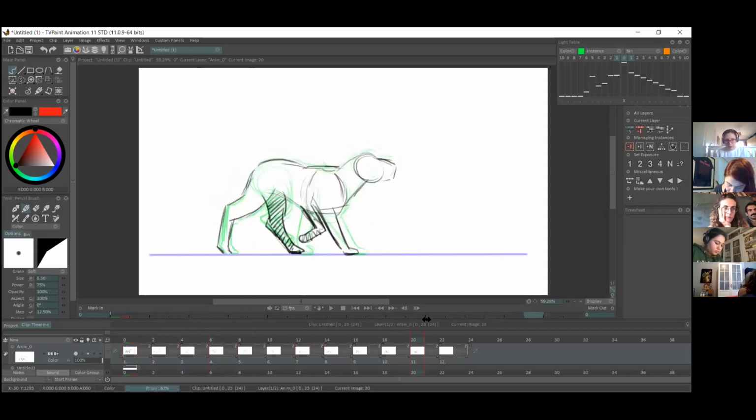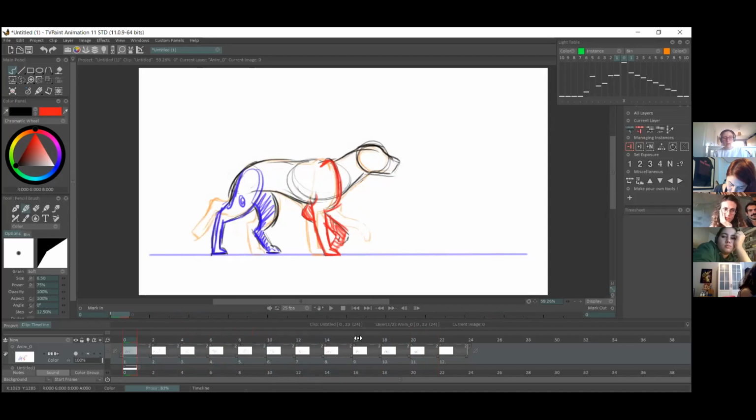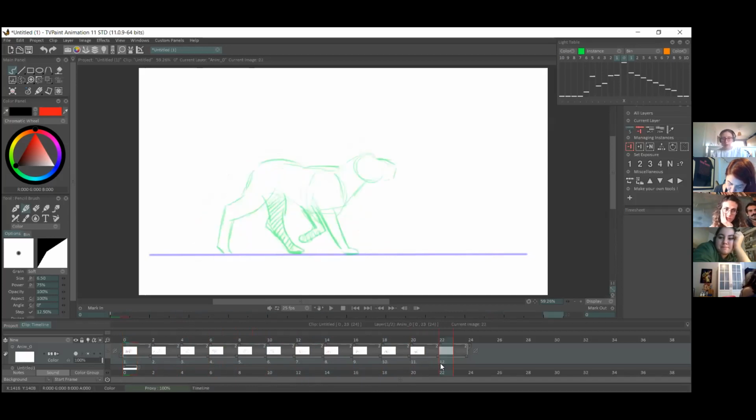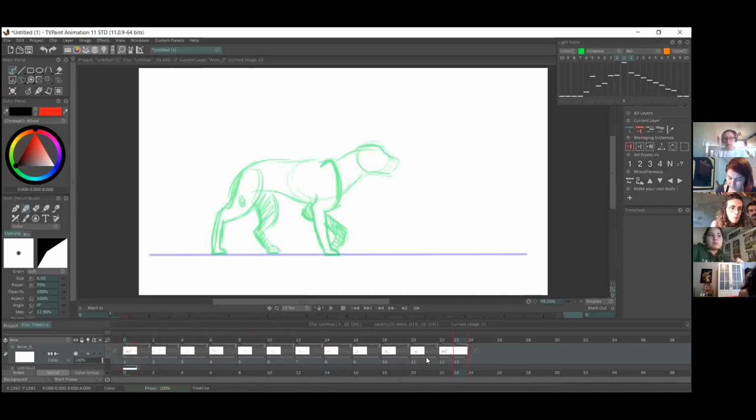So I think we have a walk cycle. It's always good, if you're making a walk cycle in the spot, like this, to copy the first frame to the end so you have a reference.